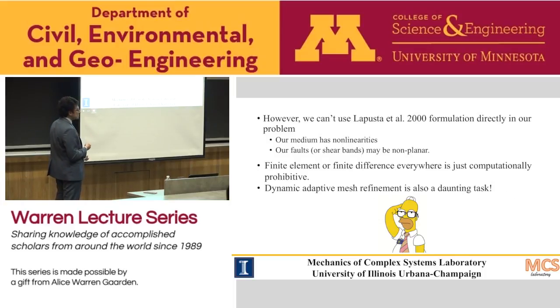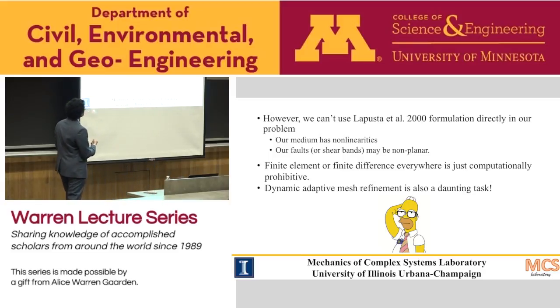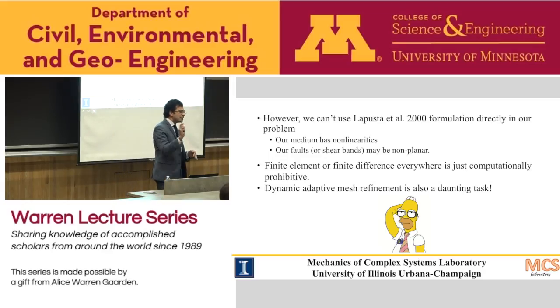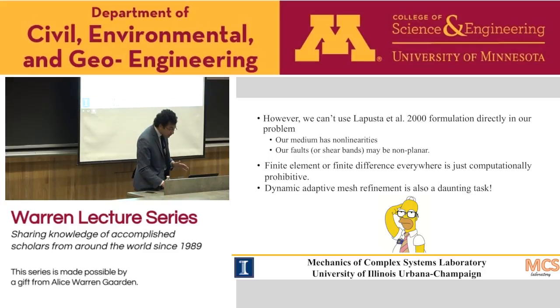And our faults are non-planar, whether you have a rough fault or you have a non-planar shear band. So even if the medium is linear elastic, the non-planarity of the faults will make it not efficient. You don't know the Green's function in an analytical form. But finite element and finite difference everywhere is just computationally prohibitive. And we can use dynamic adaptive mesh refinement, but it's a completely different game, even for the data structure and stuff like this. We might eventually need to do that, but here are the challenges that we have.